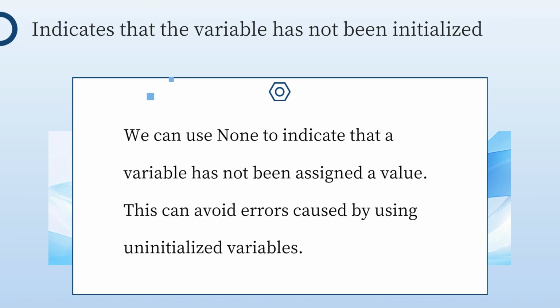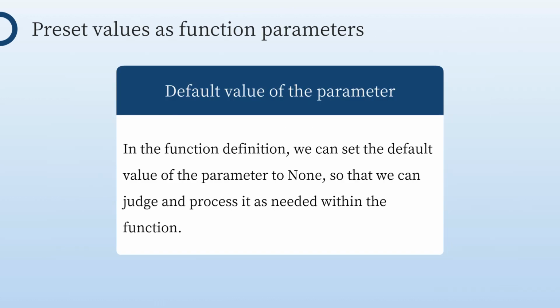2. Indicates that a variable has not been initialized. We can use None to indicate that a variable has not been assigned a value, which can avoid errors caused by using uninitialized variables. 3. As a default value for function parameters. In function definitions, we can set the default value of a parameter to None, so that we can make judgments and process as needed within the function.